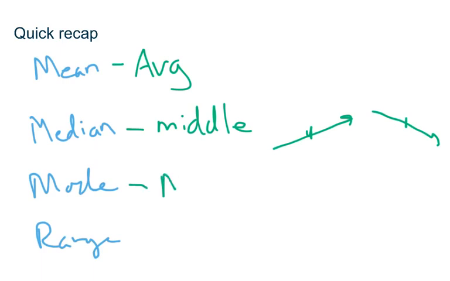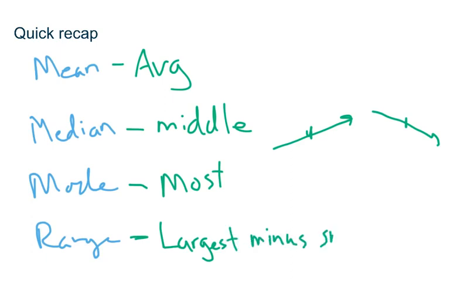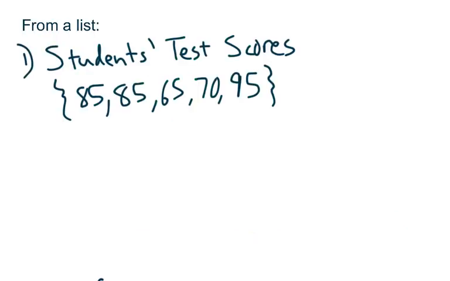Mode, that is most. Which data point appears the most? It's okay if you have multiple modes. Finally, our range, this is going to be the difference between our largest value minus our smallest value. And that's how we determine what the range is. So now, let's take a quick look at some examples.